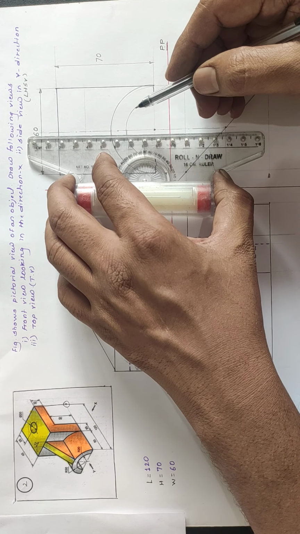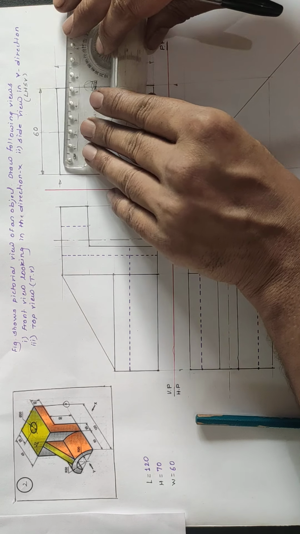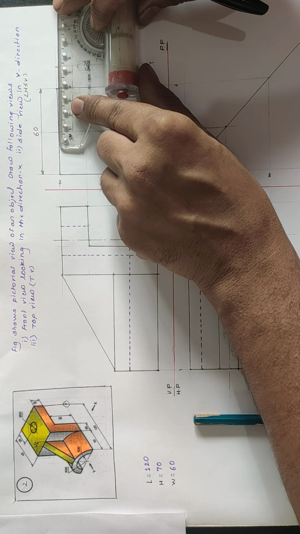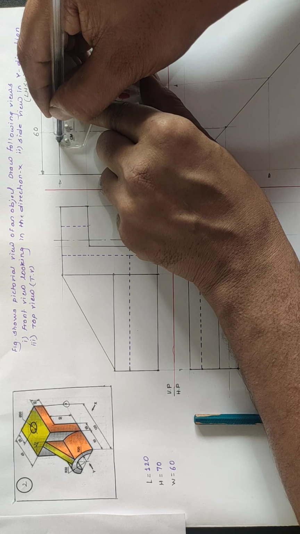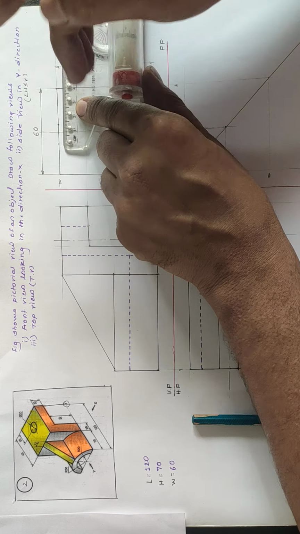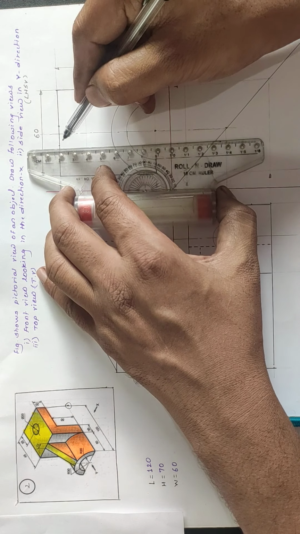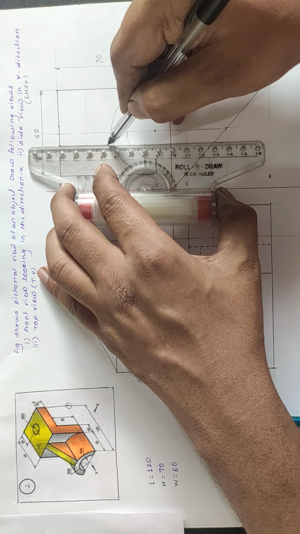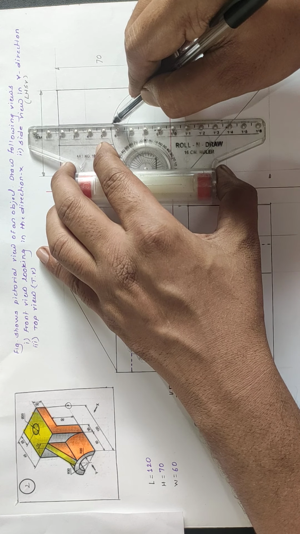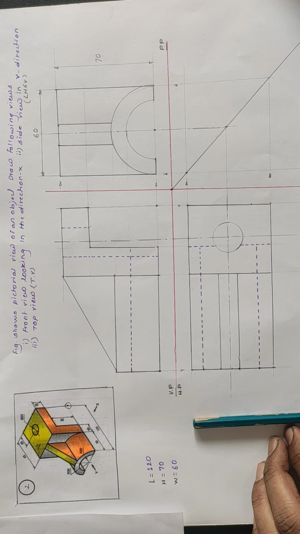Now the rib is present from center to one side. Total thickness is given as 12 mm. So take 6 mm for one side, 6 mm for the other side. Then draw the vertical lines up to the half circular part. Okay, so this is the final answer.